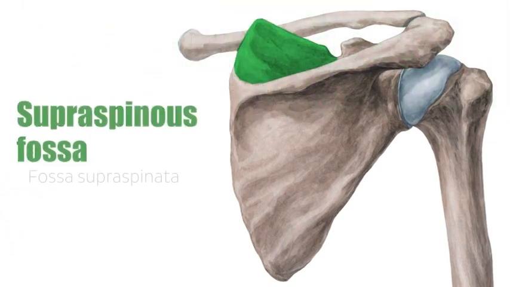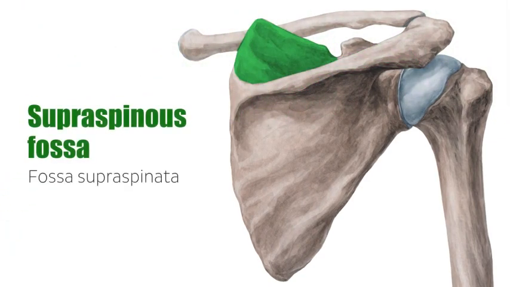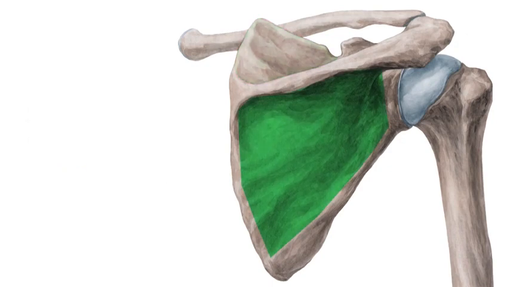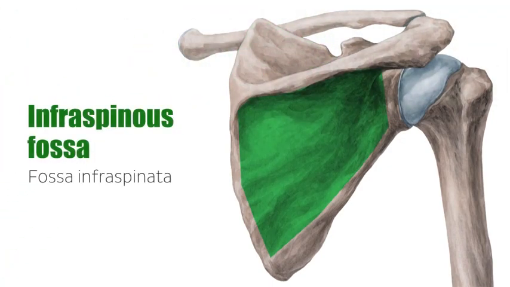The supraspinous fossa, which extends from above the spinous process to the superior border of the scapula. And found inferiorly, the infraspinous fossa. This fossa extends below the spinous process to the inferior angle of the scapula.